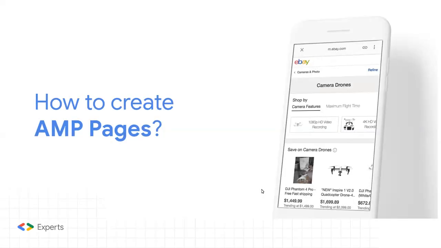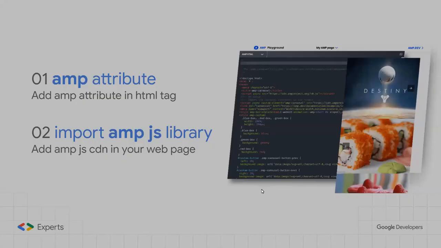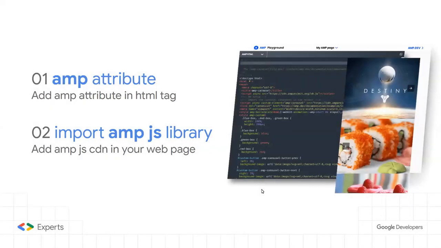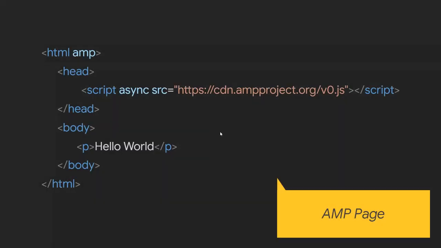So how can we create AMP pages? We have to add an AMP attribute in our HTML tag, and second, we need to import the AMP.js library in our web pages. This is an example: we have an HTML tag, I added AMP as an attribute, and then I loaded the AMP.js library. This is an AMP page, and it is very fast compared to an ordinary HTML page.